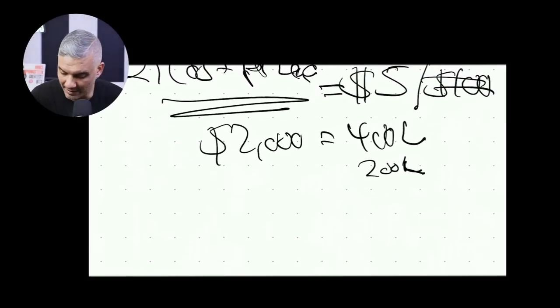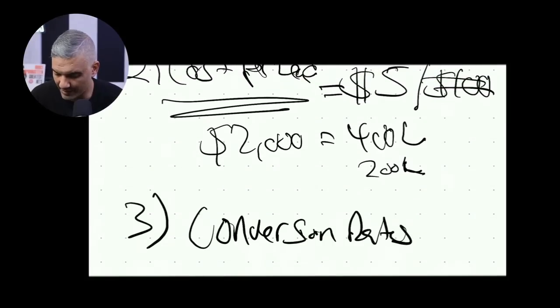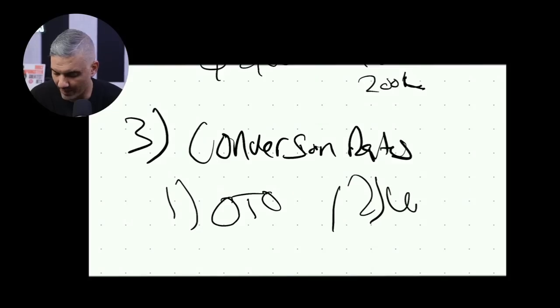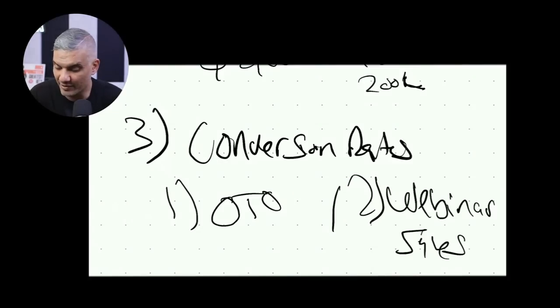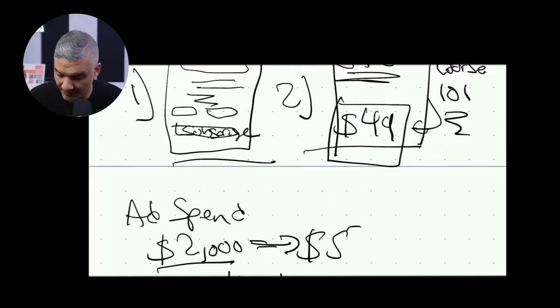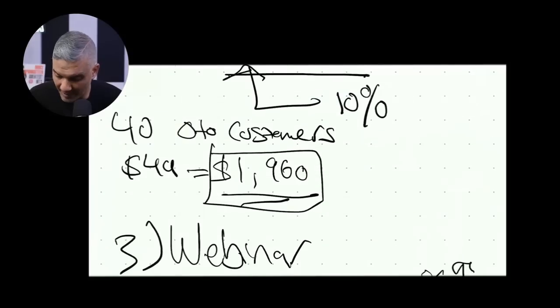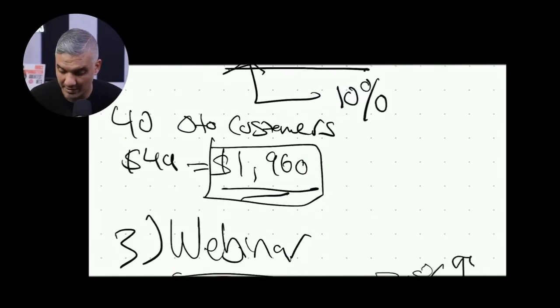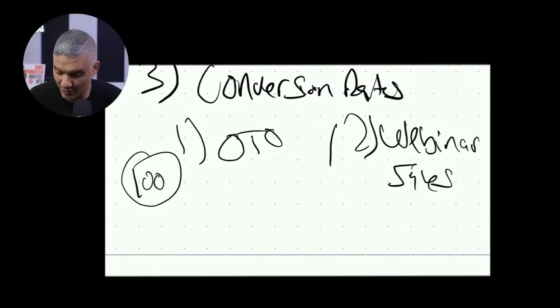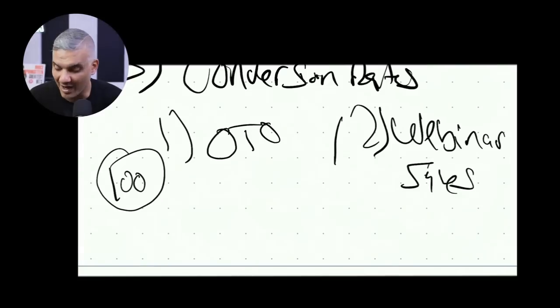The next thing is the conversion rate. Conversion rates on what? One, the one-time offer, and two, the webinar sales. Let's say, for example, I only get 200 leads from my spend, but I'm able to convert half of them on the one-time offer. Now I have 100 one-time offer customers, versus if I had a 10% conversion on the one-time offer, I'd get 40. So 40 is less than 100. So we want to make sure that we have a high conversion.